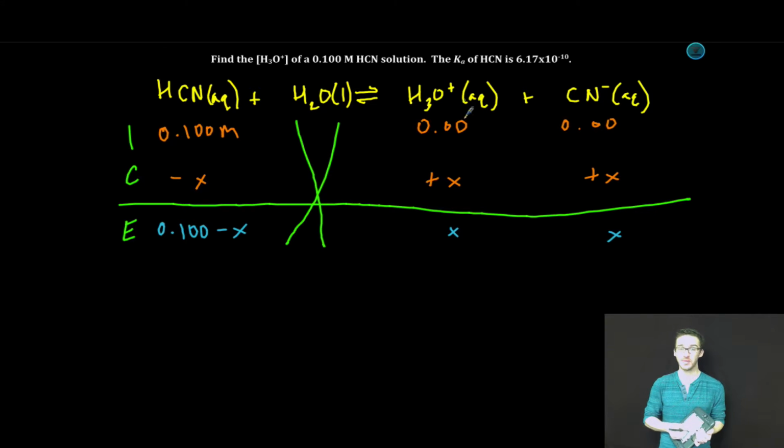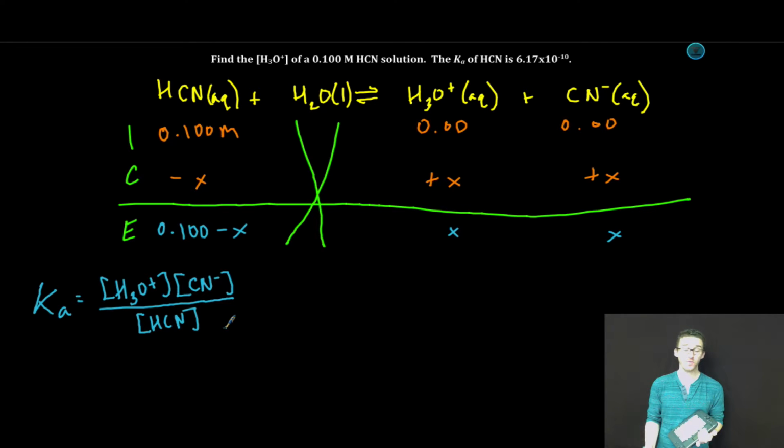To do that, I'm going to set up my Ka expression. And you should always, always, always do this in terms of the species that you have in your reaction first. Don't just plug in the numbers. Boom. Now that we've written it in terms of the species that are in the equation, let's write it including our equilibrium concentrations and the value of Ka.